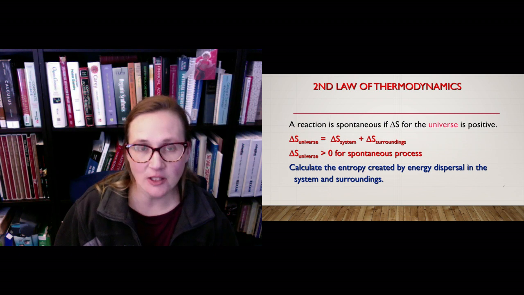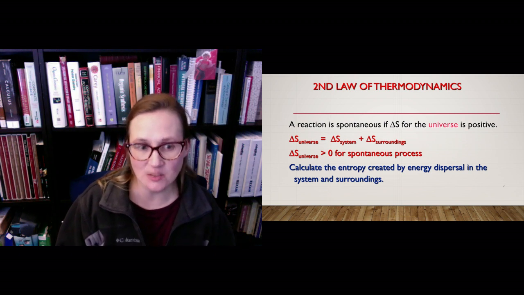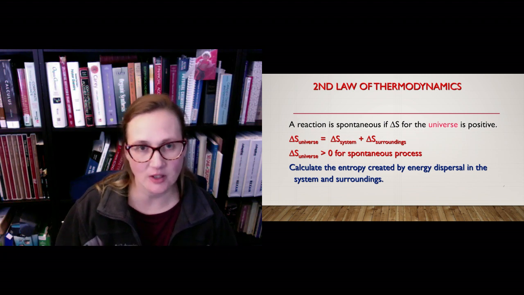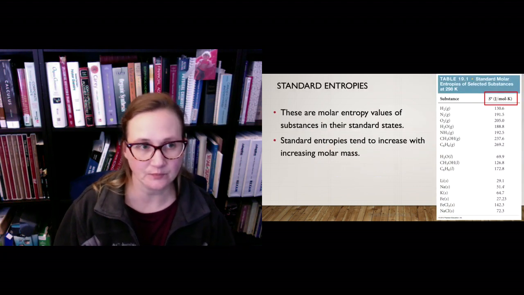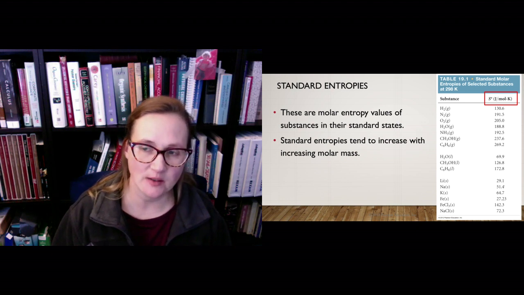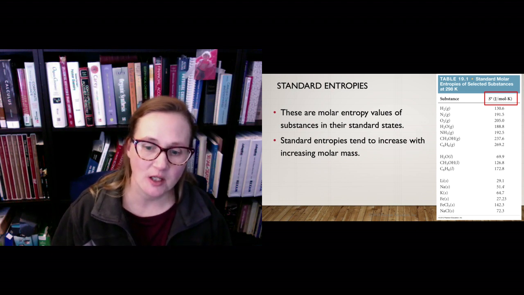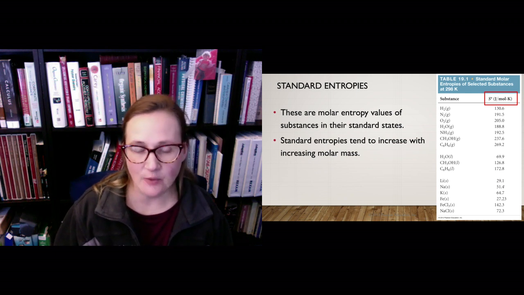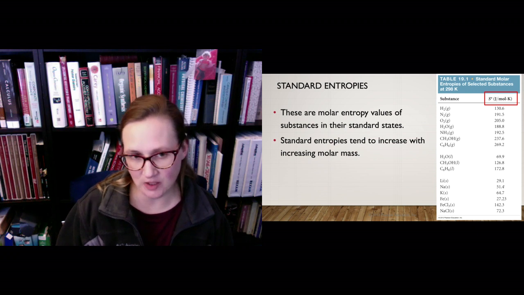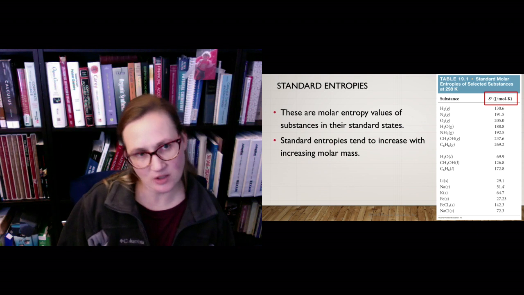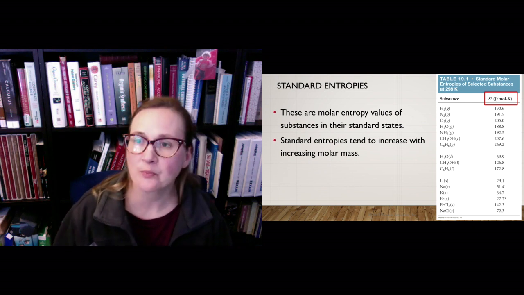All right, so we're going to calculate the entropy in terms of energy dispersal in the system and the surroundings. Okay, so we're going to talk about how we can do that. First off, we need to identify the standard entropies. And so the table on the right gives some values of standard entropies. And we can use standard entropies to determine entropies of reactions, just like we did with our enthalpies.